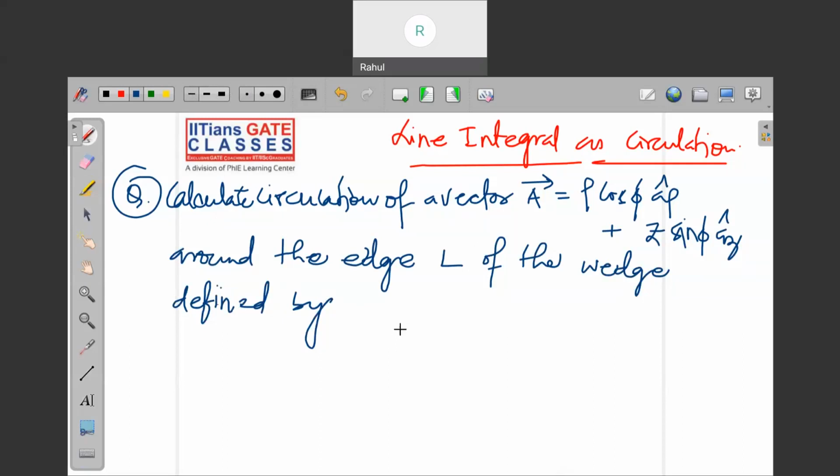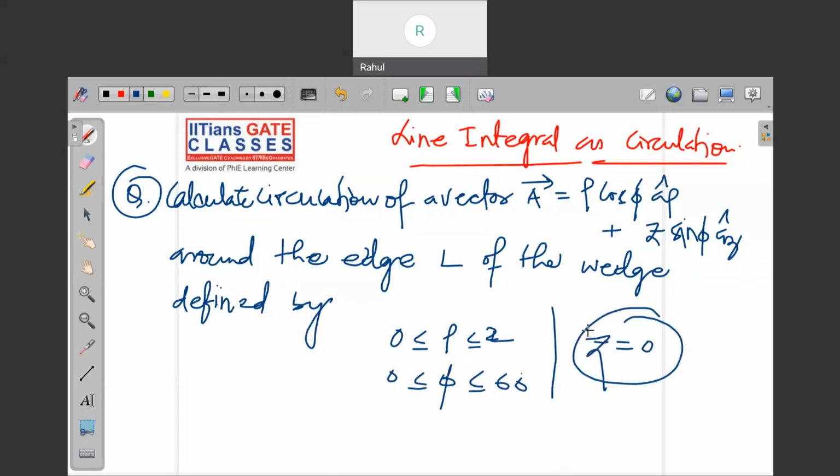The limits they have given here are: rho is varying from 0 to 2, and phi is varying from 0 to 60 degrees, and z is basically 0, because they have given this edge L of a wedge in the xy plane. In the question they can mention this as well. So z is going to be 0, so along z you don't have to compute anything.